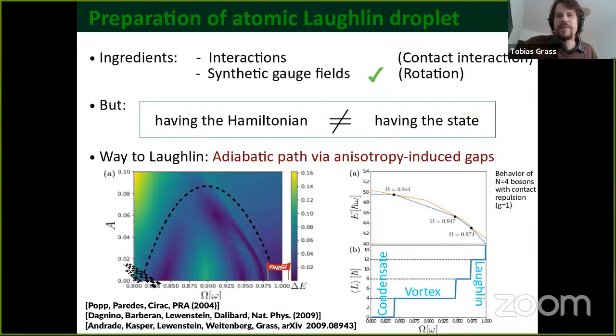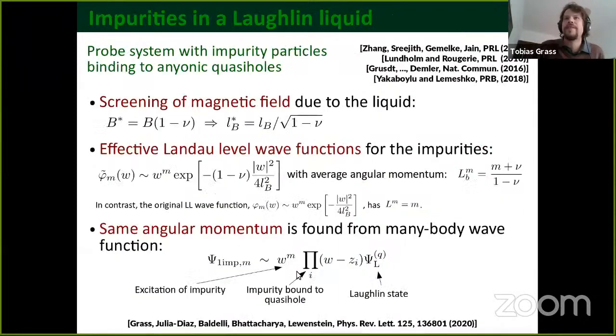In particular, we did it together with Christoph Weitenberg from Hamburg, who is an experimentalist who wants to do such an experiment. And with that time scale, he's confident that this will work. The total time still depends on the trapping frequency, but for realistic values, maybe one can reach the Laughlin state with almost unit fidelity within 20 milliseconds. And that seems really feasible. So there is hope that in the near future, we will maybe see these Laughlin droplets in cold atoms.